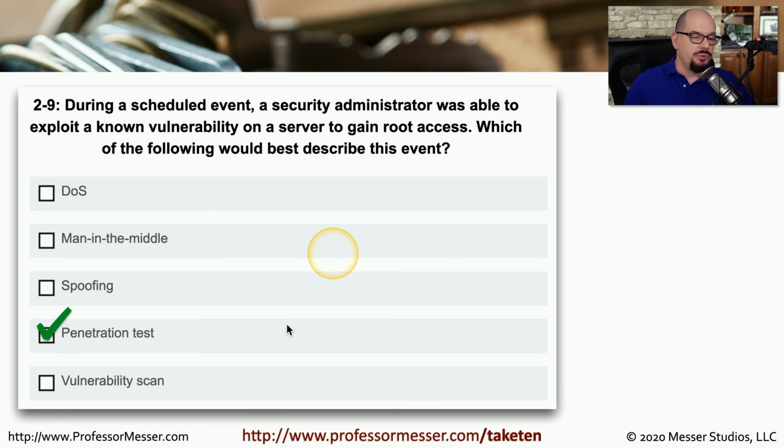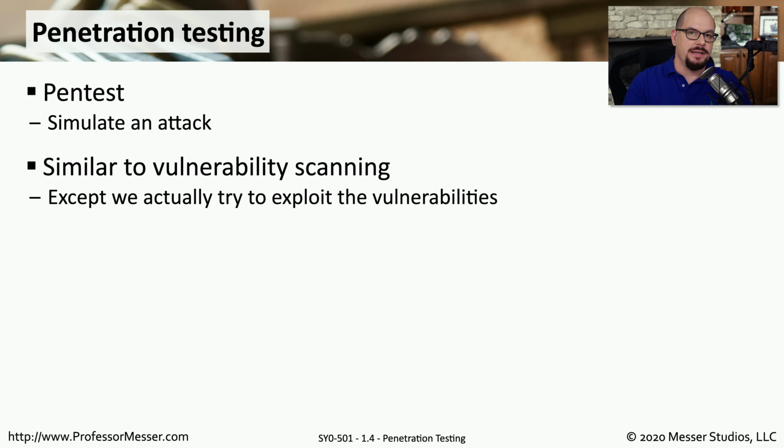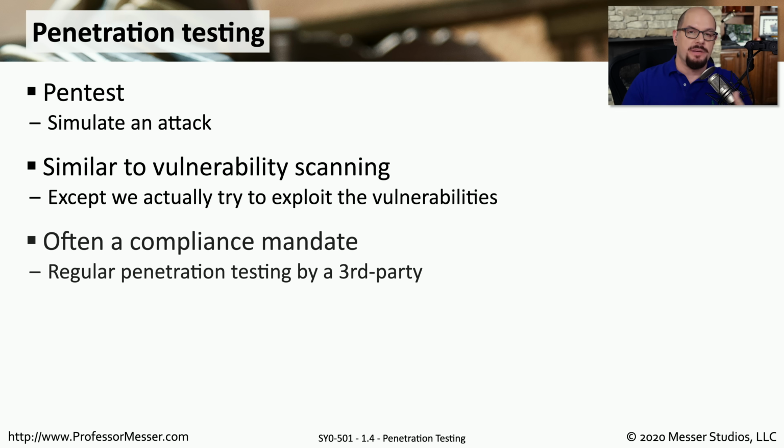If you've gained access to a system, then you've performed a penetration test. With penetration testing, we are simulating a real attack. We're trying to gain access to a system. This is very similar to vulnerability scanning, but a vulnerability scan is simply identifying that a potential exploit exists, whereas with penetration testing, we're trying to take advantage of that exploit. This is something that many organizations will do to make sure that their systems are secure.